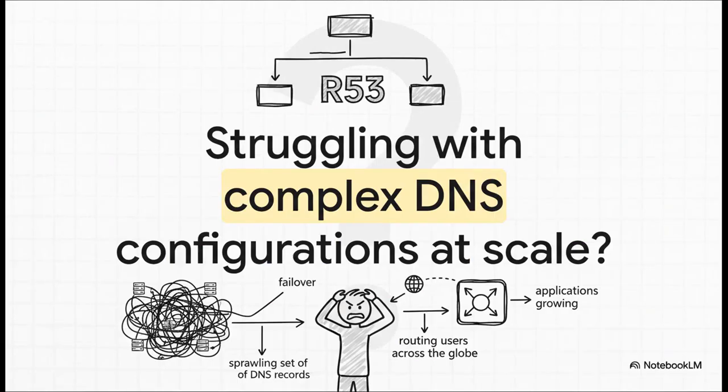I mean, if you've ever been in the trenches wrestling with a huge set of DNS records, trying to set up failovers or figure out the best way to route users all over the globe, you know the headache I'm talking about. It's a classic problem. Your application grows, and suddenly, telling all that traffic where to go gets really complicated.